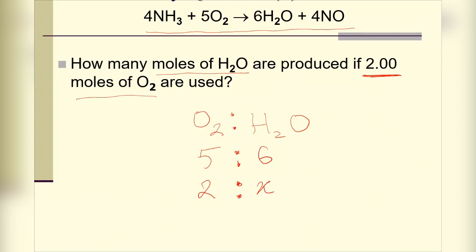After setting up this ratio, we multiply these ratios with equal sign and cross multiplication. Cross multiplication like this. What does it mean? 5 times X. We got 5X is equal to 2 times 6 is 12.